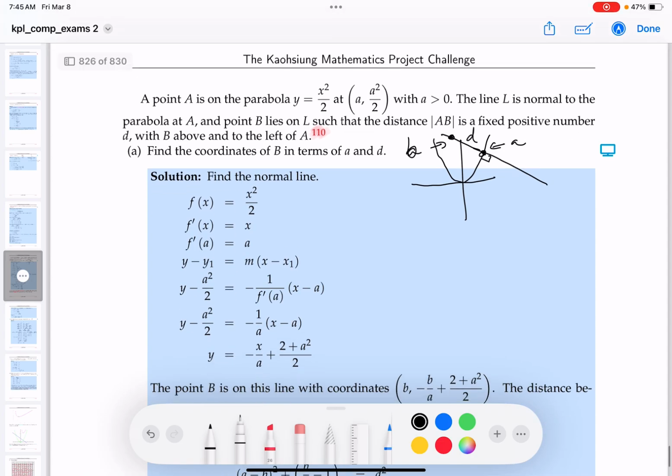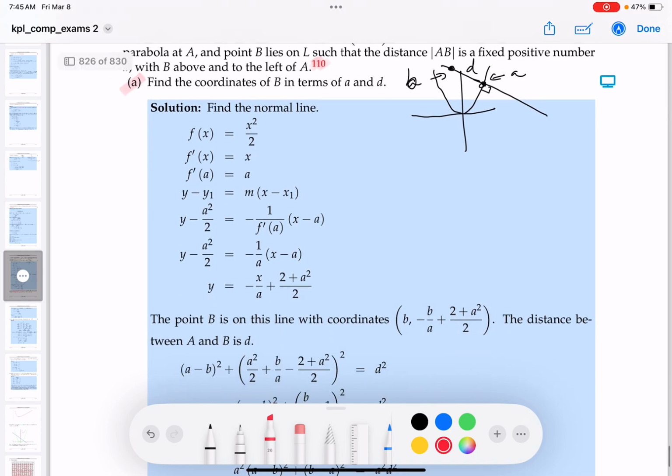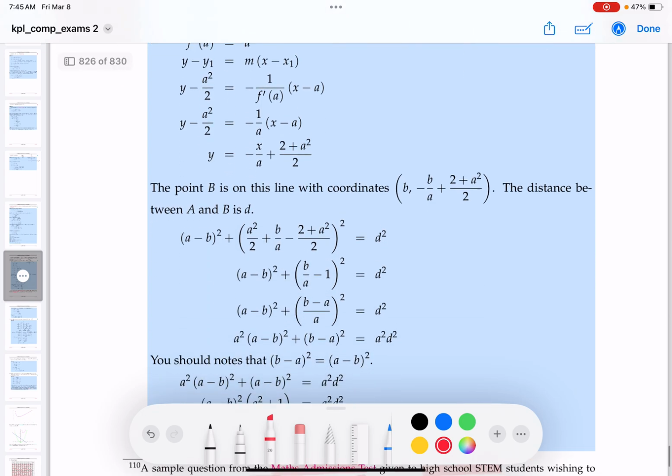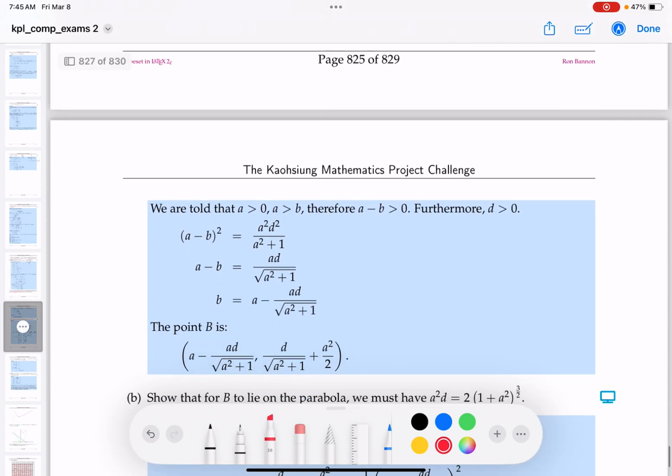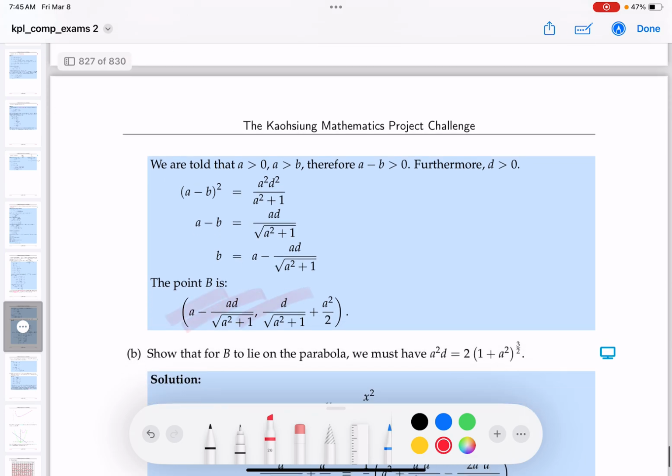Okay, we just did A, and to be honest with you, A was difficult. It took a long time to get through it. But what did I do? I got the equation of the normal line, and then I got the point B, which is on the normal line, in terms of a and d. And we got this one over here. We did that, and we got to the final part of that.